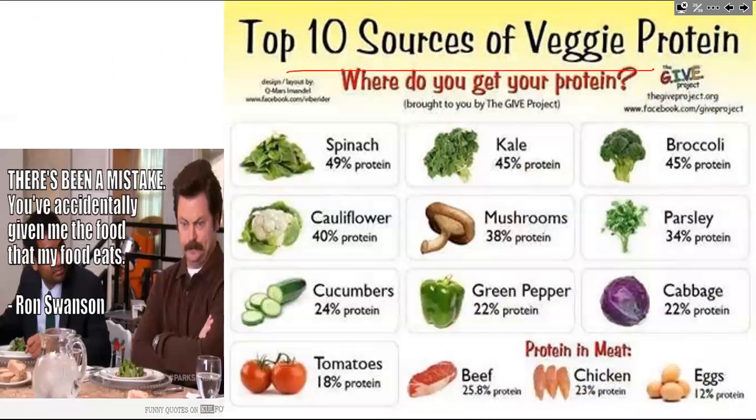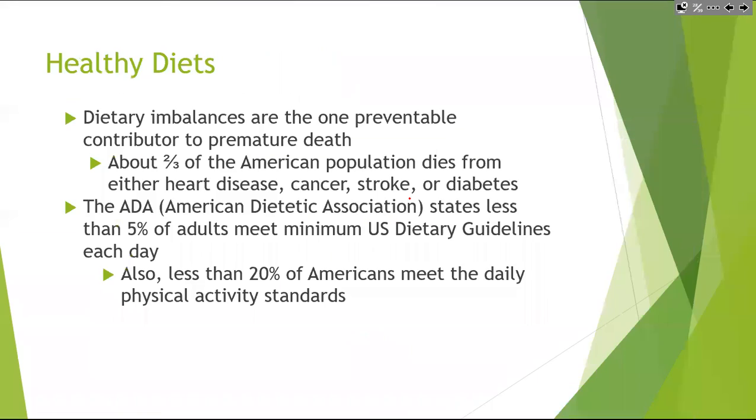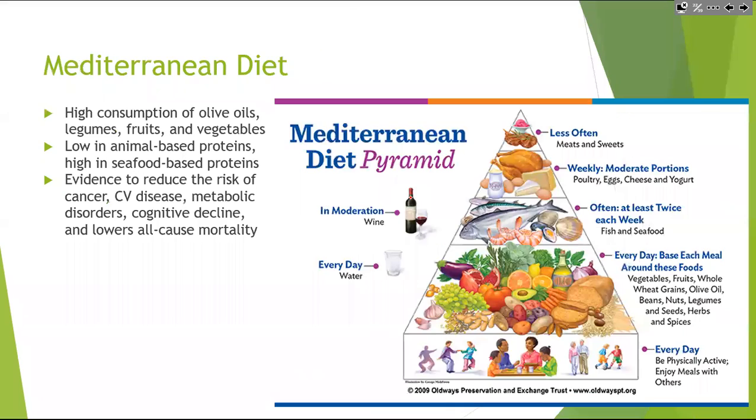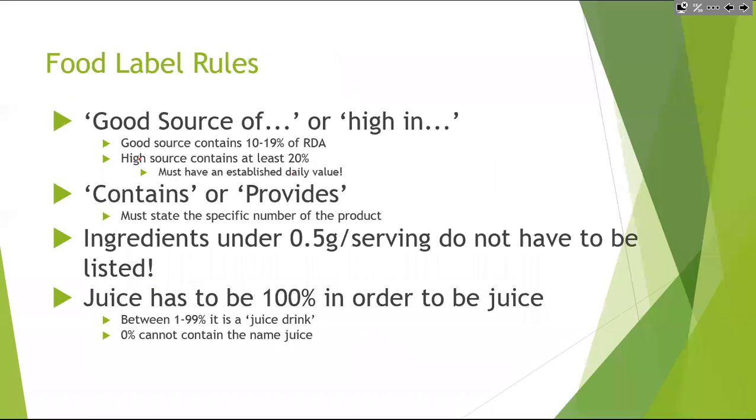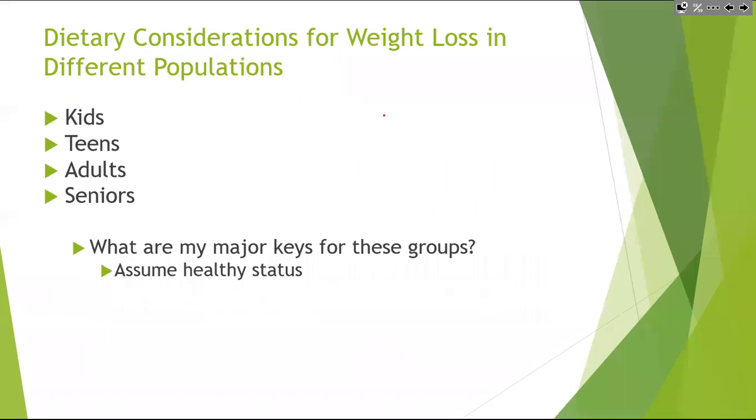And then make sure you go over these sources of veggie proteins. That is definitely going to be on your quiz. All right. Oh, and then also make sure you go over the DASH diet and the Mediterranean diet. And then you should probably go over the food label rules as well.